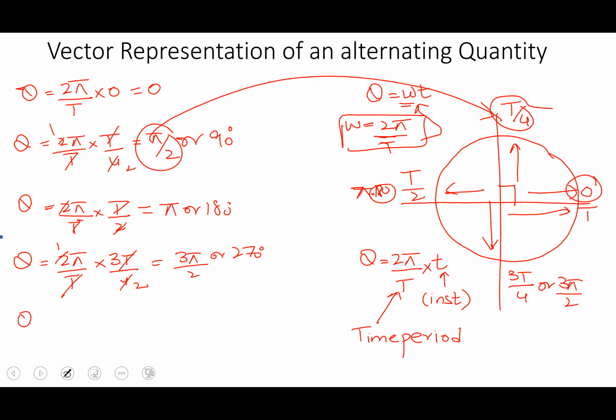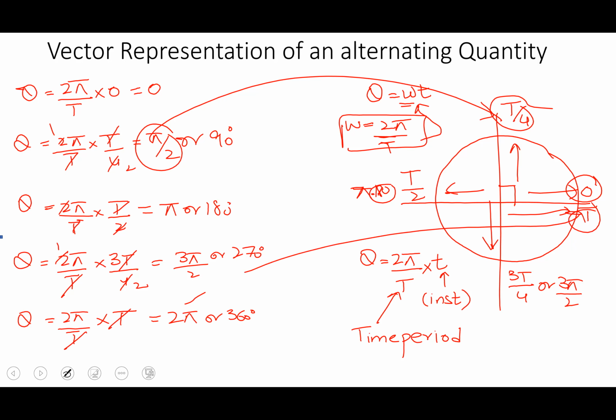And last but not the least, theta is equal to 2 pi over T multiplied by T, which is the whole time period. So these two cancel out. The answer will be 2 pi or 360 degrees, which is over here, back again. Now, keeping that in mind, the values of time period and the radian corresponding to them.